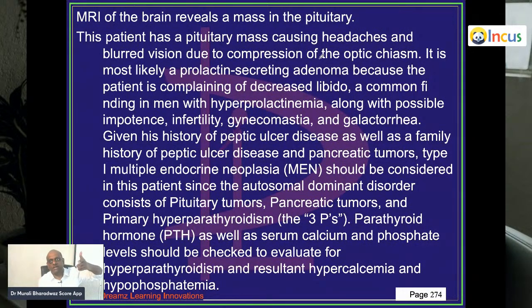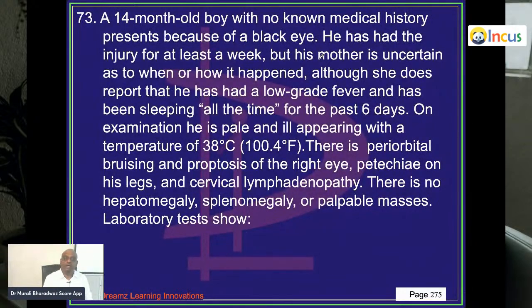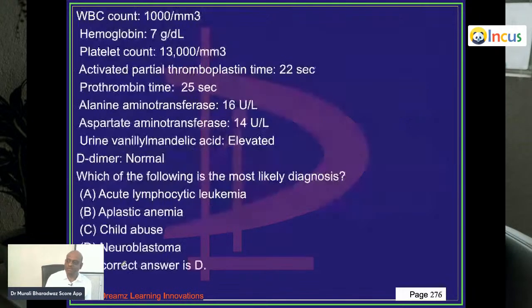So the 3 P's of MEN type 1: parathyroid, pancreas and pituitary. A 14-month-old boy with low-grade fever and temperature of 38, periorbital bruising, proptosis of the right eye, petechiae on his legs, cervical lymphadenopathy, but no hepatomegaly, no splenomegaly, no palpable masses. And the laboratory, what is it showing? Vanillylmandelic acid elevated.